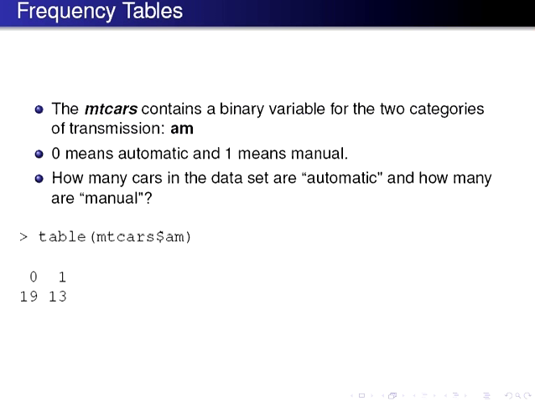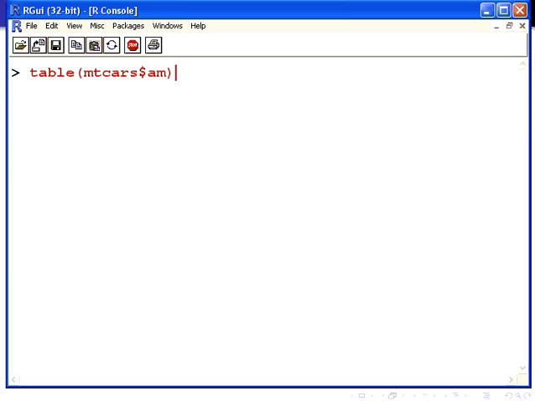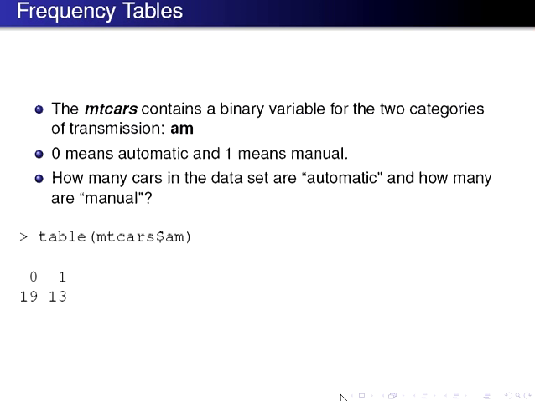So firstly we have the mtcars data set, and it contains a binary variable for two types of transmission. We could have the automatic and we could have the manual. What we want to do is find out how many cars are automatic and how many are manual. So we're going to use this piece of code here, table. We're going to specify the mtcars dataset, and then we are going to specify the categorical variable that we require using the $ sign operator. So there we have it. 19 are automatic and 13 are manual. So that's straightforward enough.